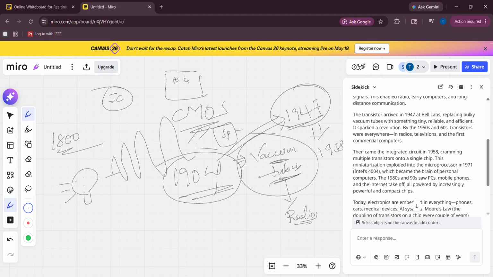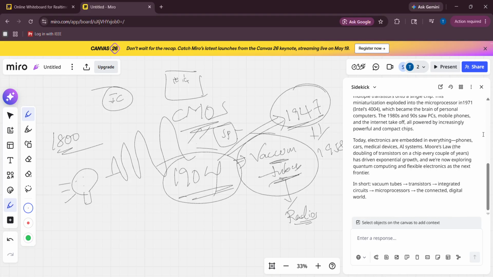Next, today electronics are embedded in everything. Whatever we use, everything contains an electronic gadget. Maximum 90% of our daily needs are filled by electronic gadgets. Phones, cars, which have seen so much development, and medical devices, such as heart checking and many other things on the medical side. AI systems, Moore's law. All of these contain electronic components.